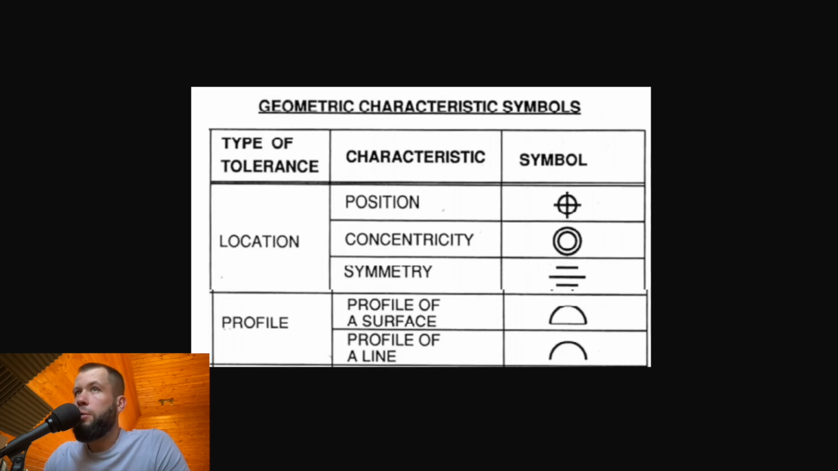Today we will again focus on geometric tolerances and look specifically at positional tolerances. Let's start with the symmetry tolerance.